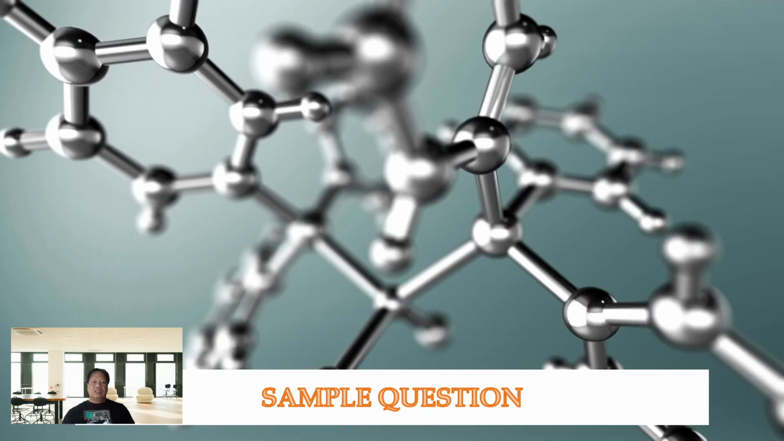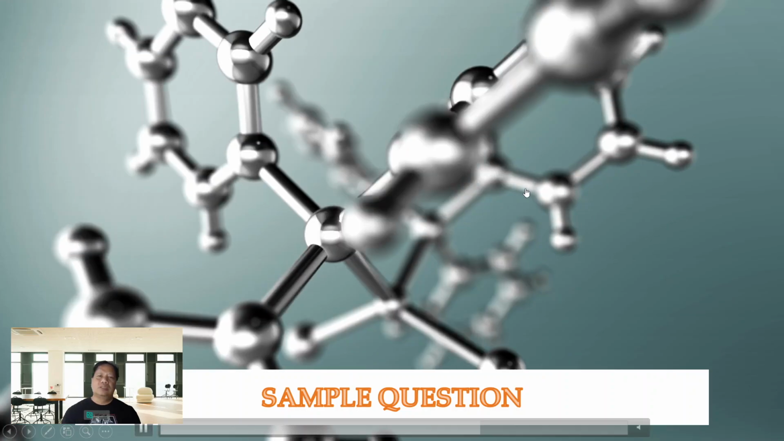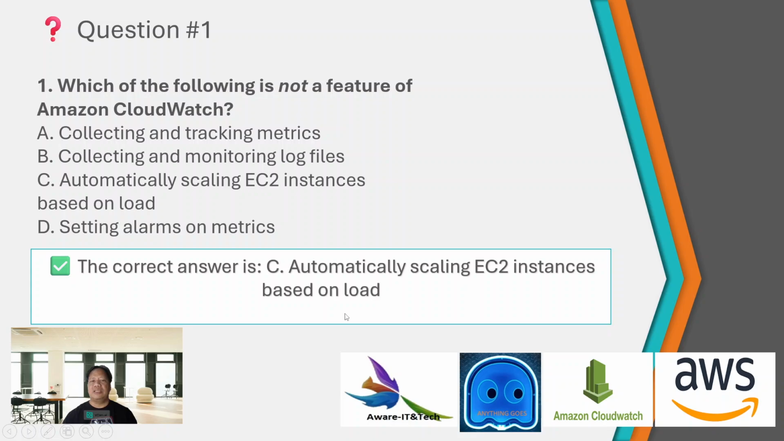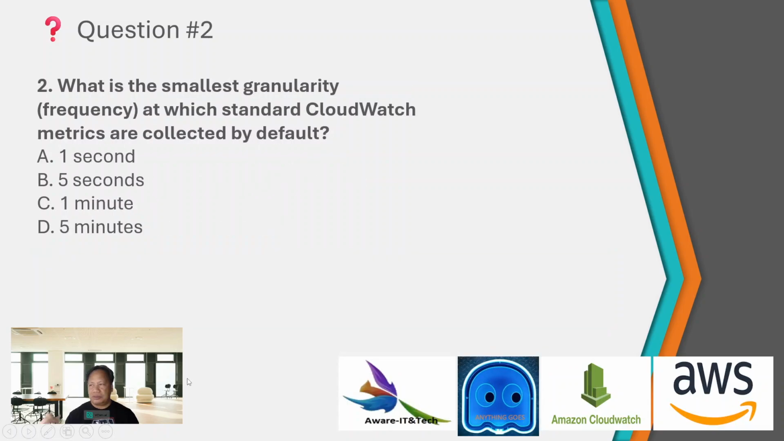So let's go for sample questions. I think I have 10 questions here. Which of the following is not a feature of Amazon CloudWatch? Collecting and tracking metrics, collecting and monitoring log files, automatically scaling EC2 instance, or setting alarm on metrics. The correct answer, I think, is letter C, right? Because it will not automatically scale your EC2. EC2 is your equivalent to your virtual machine that resides on your AWS.